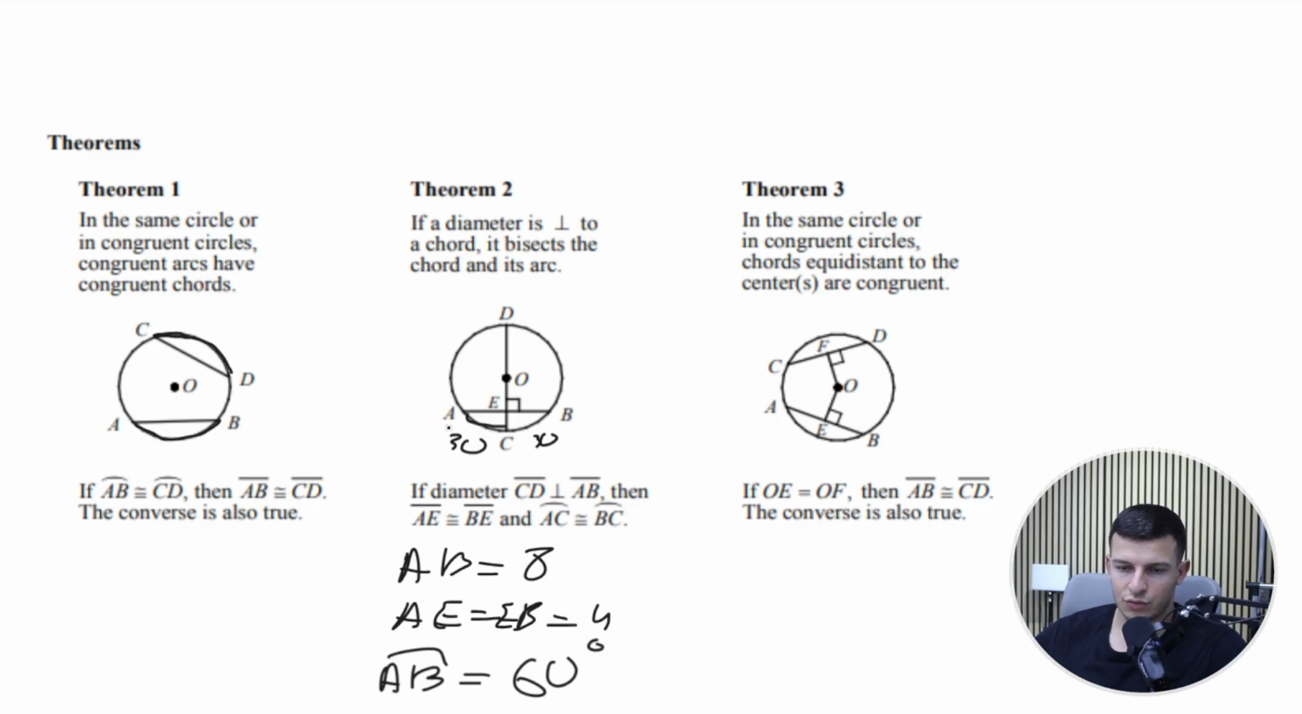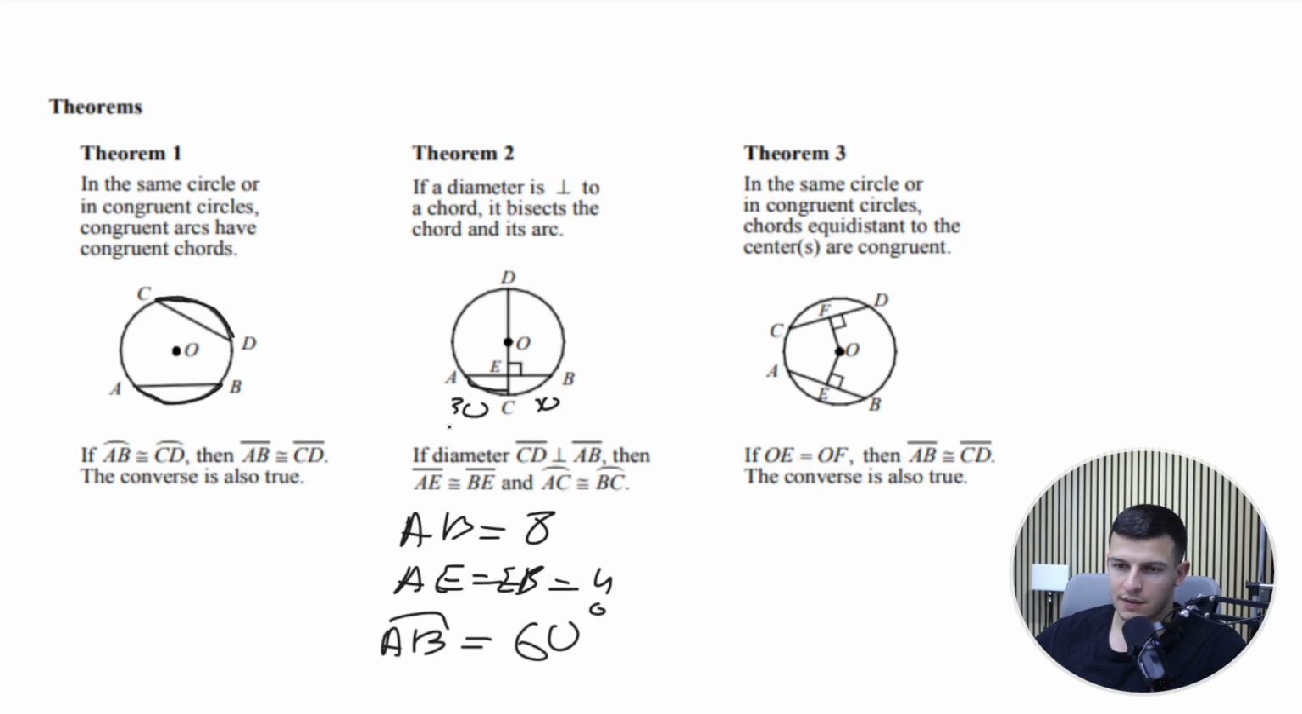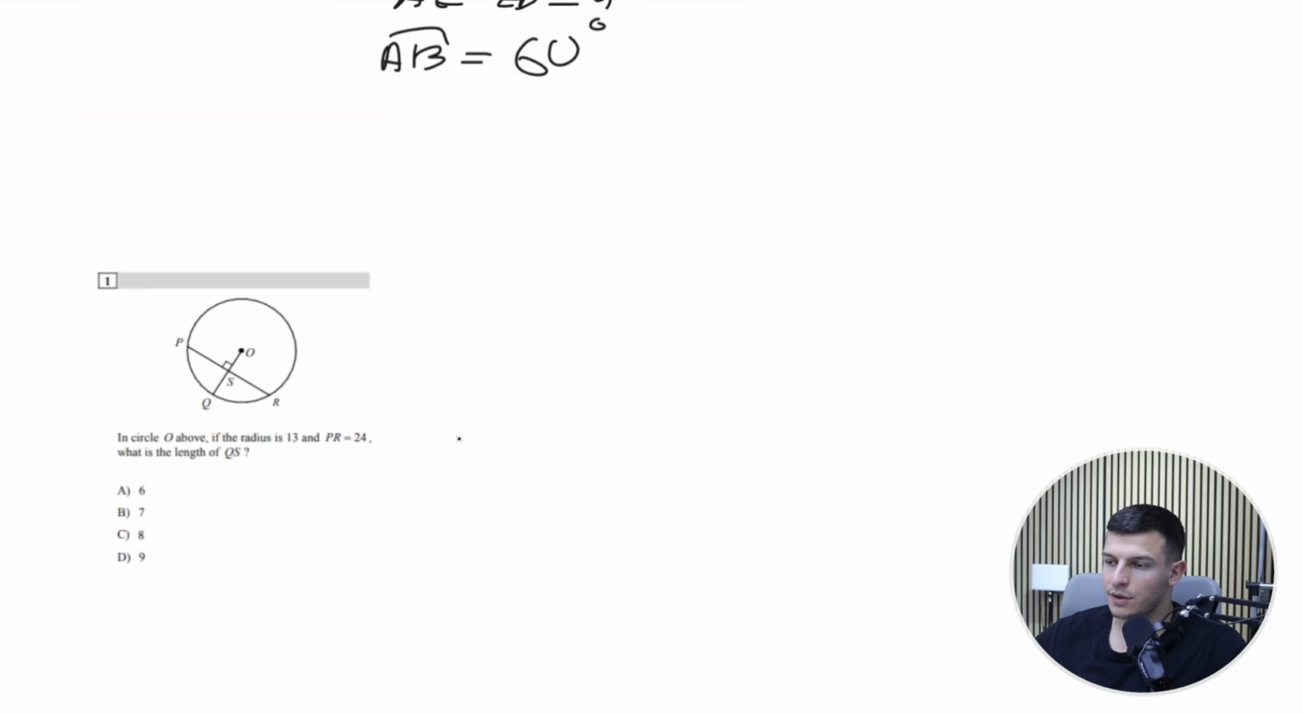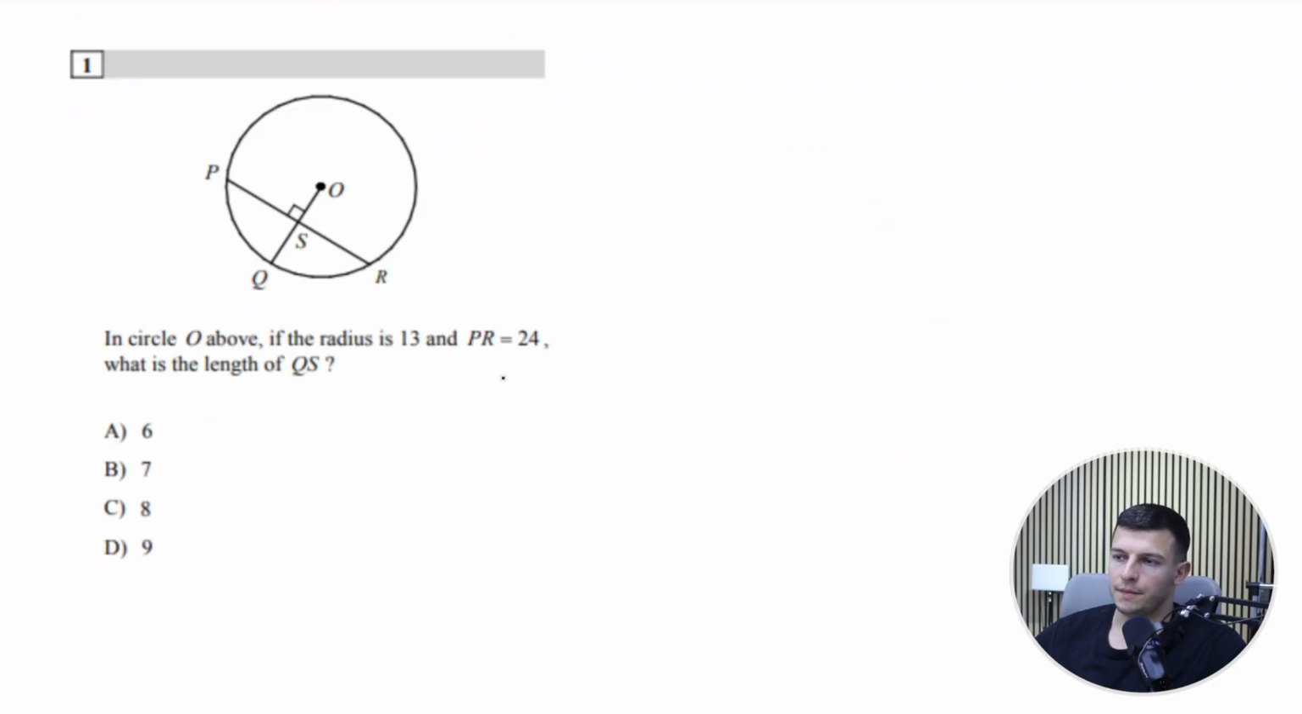Now, these are just rules we have to remember. There's no way around them, and they help us quite a lot to solve some problems. So let's see. In a circle O above, if the radius is 13 and PR is 24, what is the length of QS?